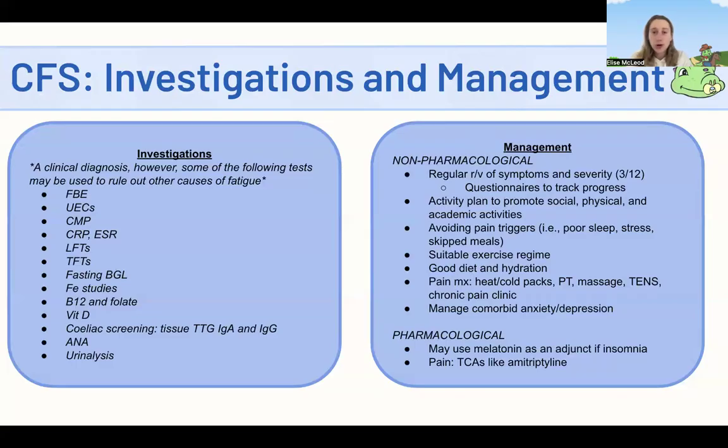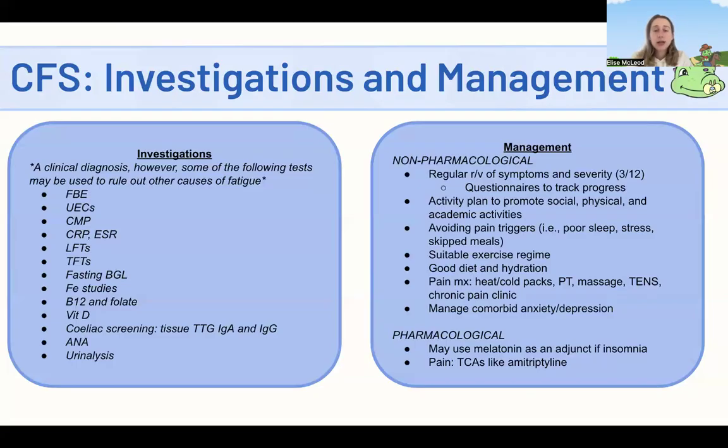Management, so non-pharmacological management is key in chronic fatigue syndrome. So regularly reviewing symptoms and severity every 3 months is key because some of these young people can feel dismissed or like their condition isn't important, which can actually worsen outcomes. So really regularly tying them into seeing yourself or another healthcare provider is important.